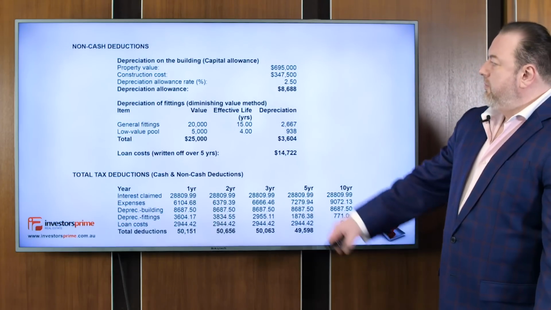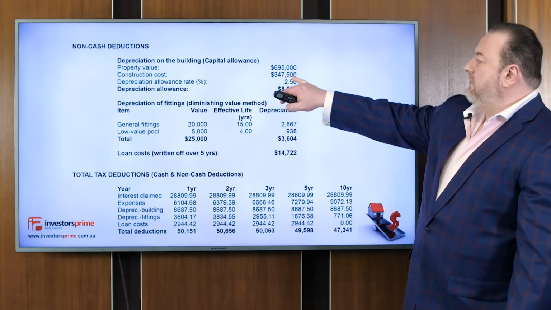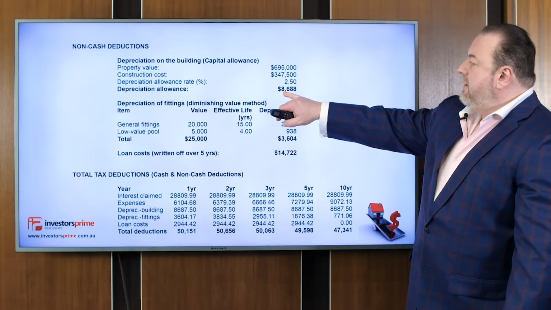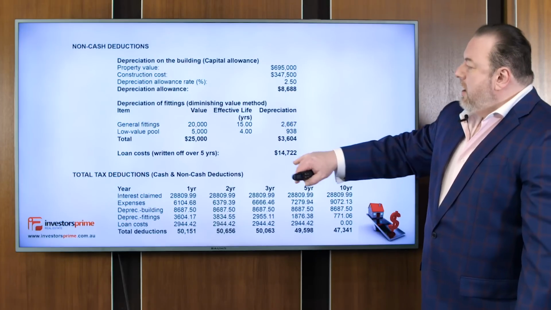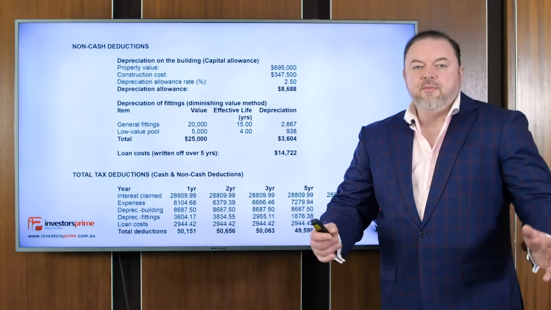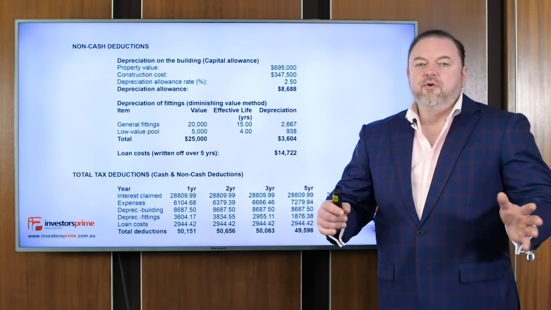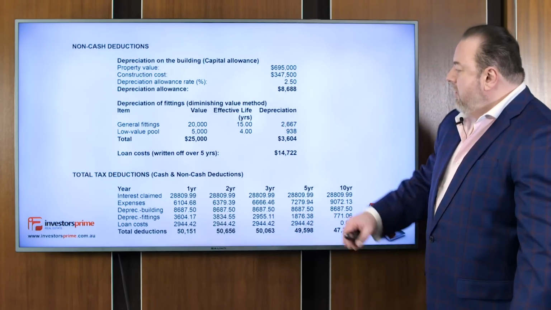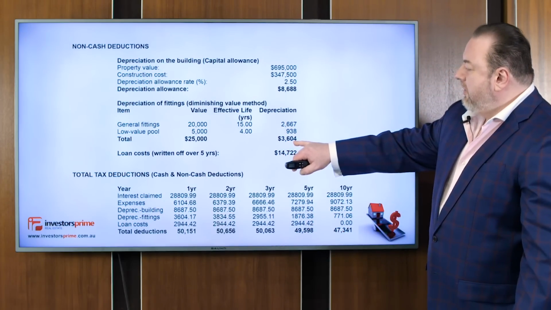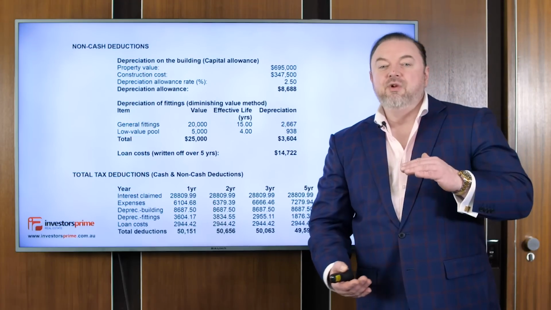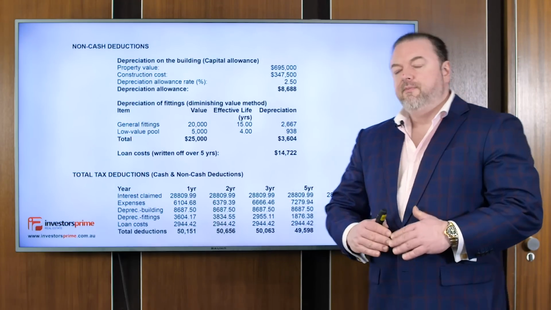Then you got depreciation on the building, which is $347,500 over 40 years at 2.5%, which is $8,688. And then you've got depreciation on your fixtures and fittings, which is your cabinetry, your carpets, your joinery, your oven, hot water system, dishwasher, all that kind of stuff. So you get $3,604 diminishing value. Okay, so you get more up front when you need it and it diminishes over time.